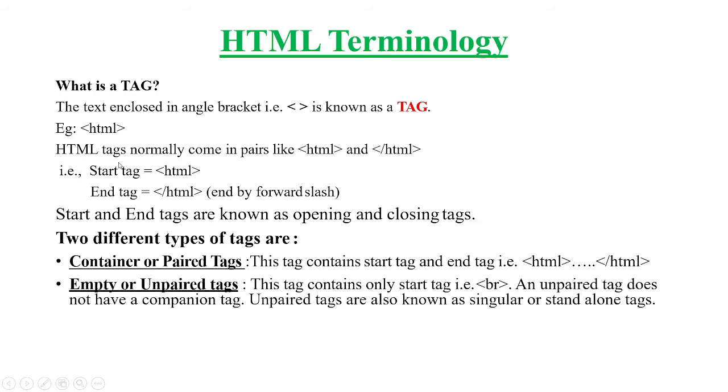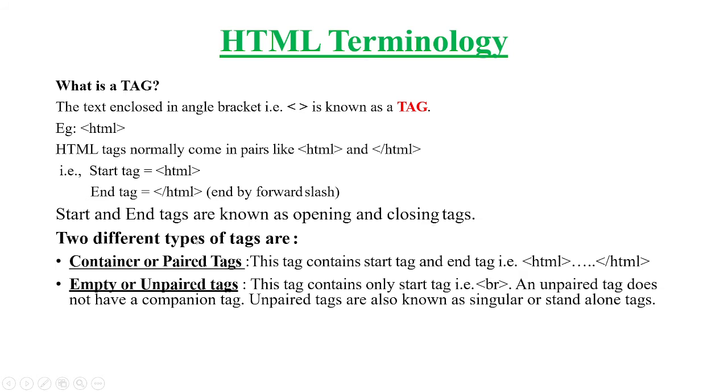Generally this HTML tag comes in pairs, like within angular braces there is HTML, and within the angular braces there is slash HTML. So HTML is the start tag. Slash HTML is the end tag, where we call this slash a forward slash. So start and end tags are known as opening and closing tags.